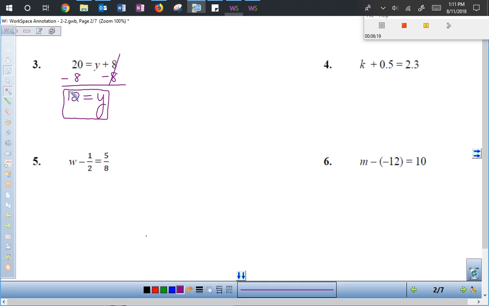Just so you are aware, if this bothers you, some people like the variable to be on the left side. That's definitely okay. You are more than welcome to switch it. It doesn't bother me if the variable's on the right side or the left side, it's totally okay as long as it's all by itself.